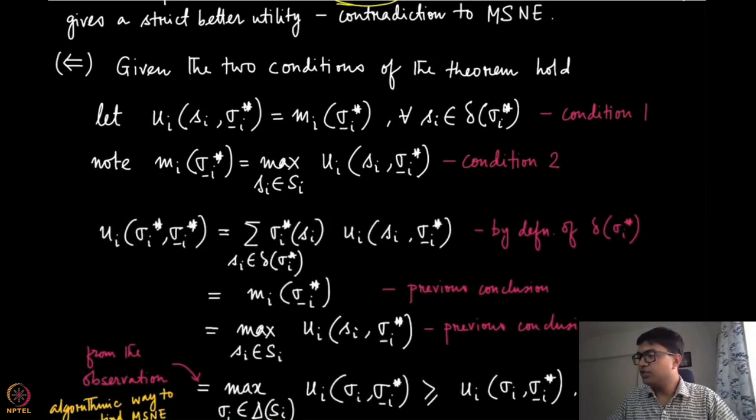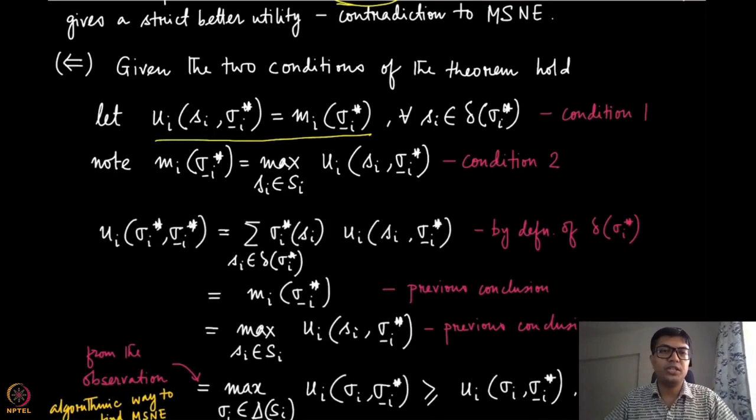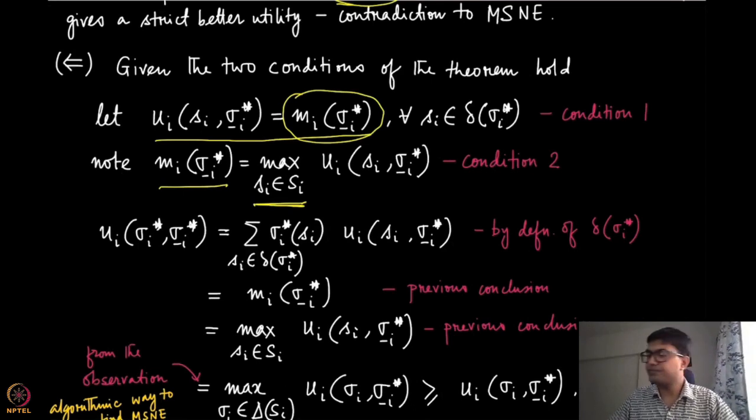So how can we prove that? Just to reduce the notation a little bit, because we know that condition one is saying that for all the strategies in the support of sigma I star, the utility is going to be the same, we can represent that by a number which only depends on sigma minus I star. So let's call that MI of sigma minus I star. And also what we know is that it is at least as large as any other strategy outside the support; inside it is equal, outside it is at least as much as the utility of those strategies. So we can, without loss of generality, say that it is the maximum over all the strategies in the strategy space of player I. This comes from condition two. So these two things are essentially rewriting the same conditions.